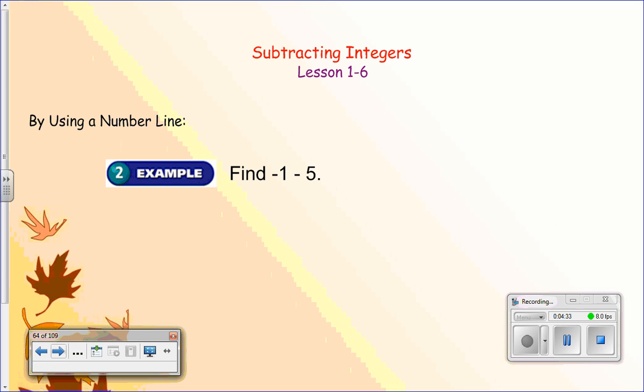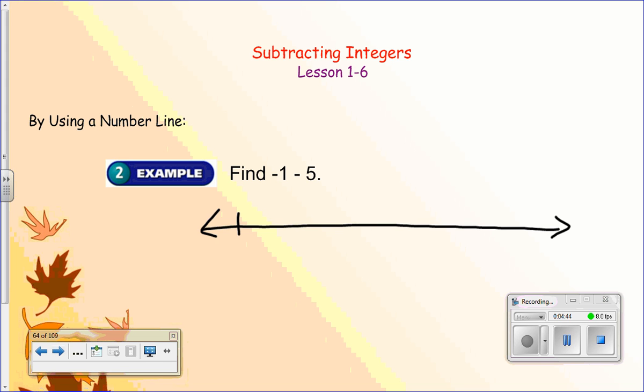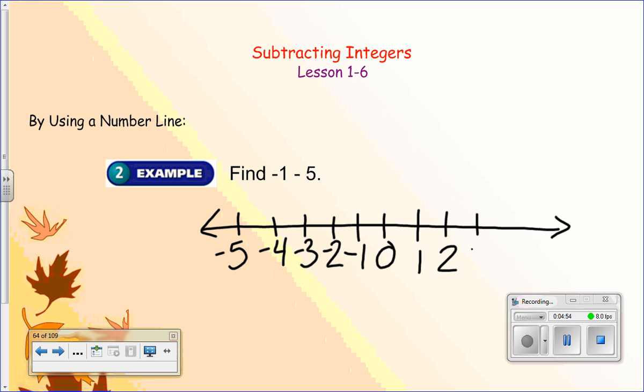All right, and same idea again. You have find -1 minus 5. So begin by drawing your number line. And again, I just usually start with about -5 and then just go forward, because I know I'm going to be using numbers close to 0. So this works. All right. Now, why don't you go ahead and pause me again and see if you can find out what this answer is. Go ahead and pause me now.